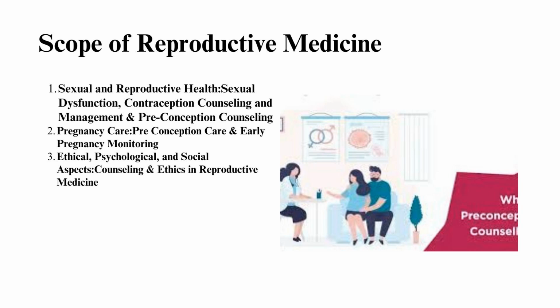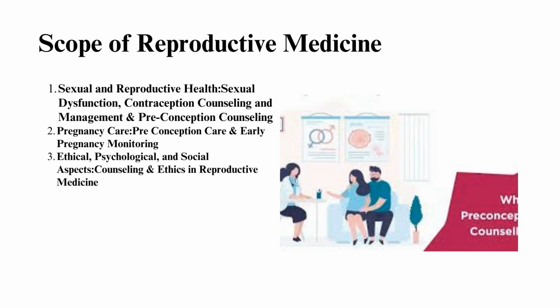Pregnancy care. Preconception care, preparing a woman's body for pregnancy through nutritional, medical, and lifestyle changes. Early pregnancy monitoring, monitoring of early pregnancy for complications such as ectopic pregnancy or miscarriage. Ethical, psychological, and social aspects. Counseling. Fertility challenges often carry psychological and emotional burdens. Counseling is an essential component of reproductive medicine to support individuals and couples.